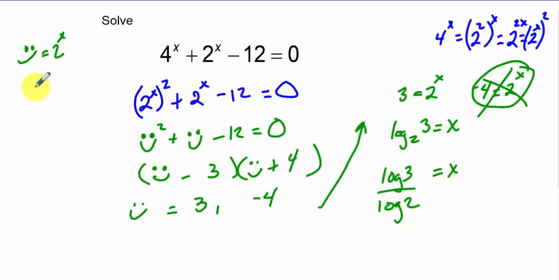But this is basically a substitution into a quadratic. And that's all we have until next time.